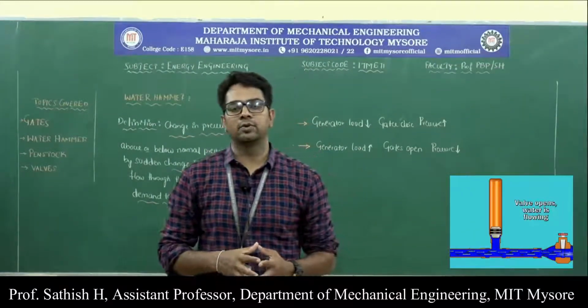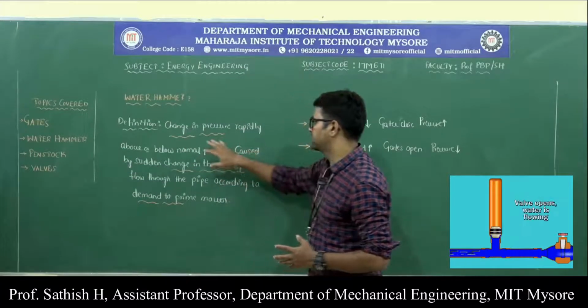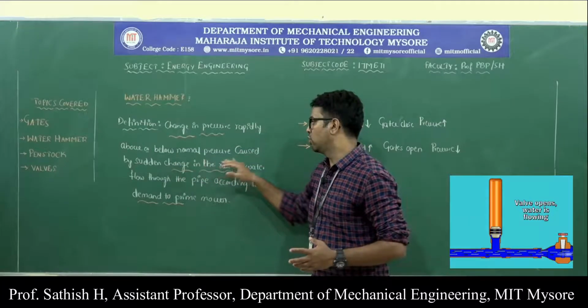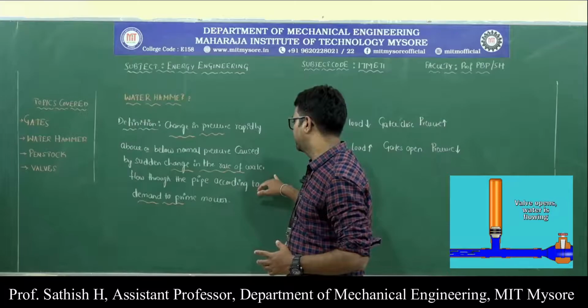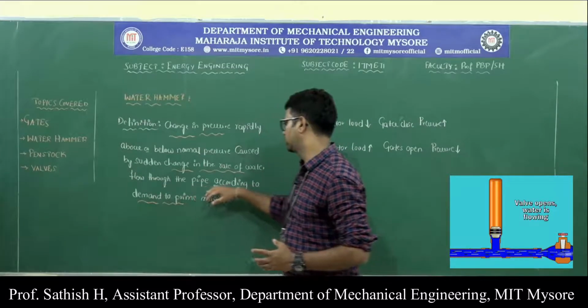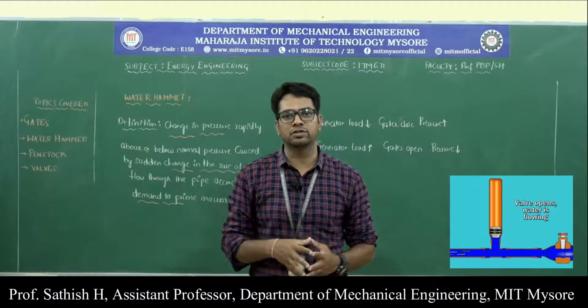Okay, let us discuss the second topic, that is the water hammer. The definition of water hammer is a rapid change in pressure above or below normal pressure, caused by a sudden change in the flow rate of water flowing through the pipe according to the demand of a prime mover. So there are fluctuations of the pressure.